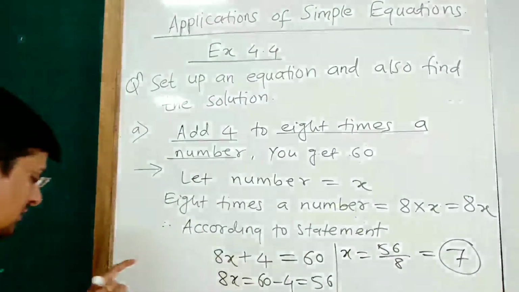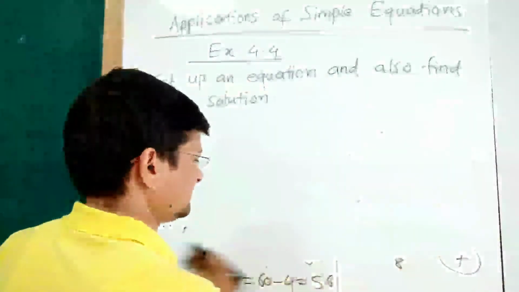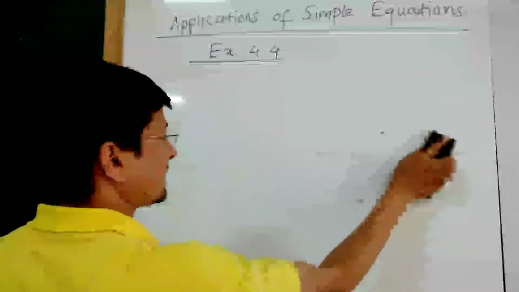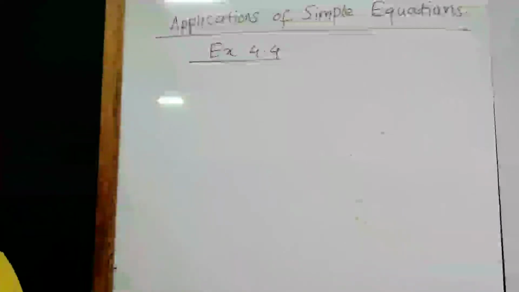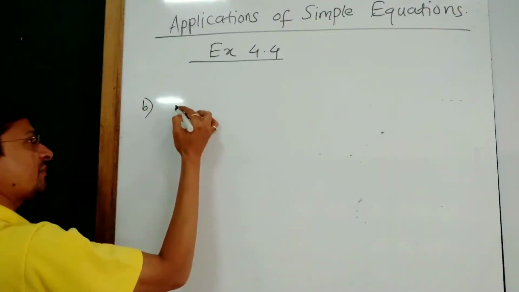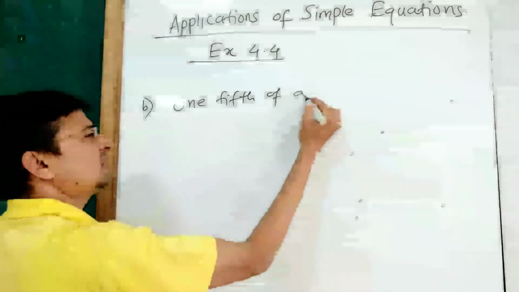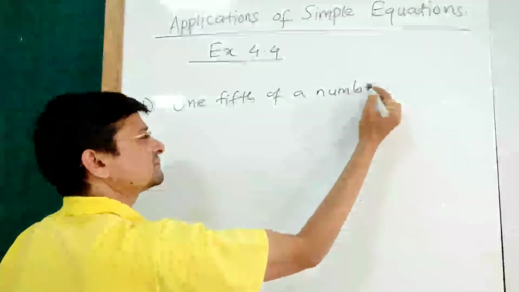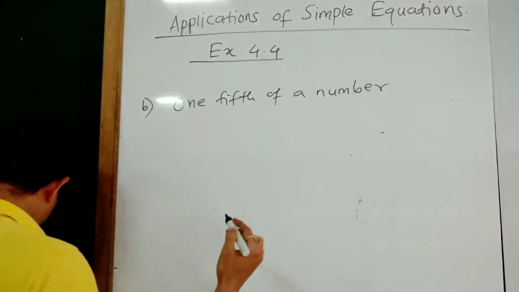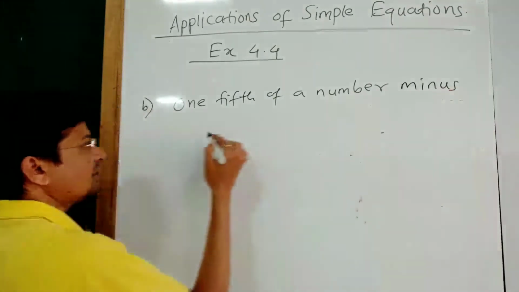Okay, now the next part is B part. 1/5 of a number minus 4 gives 3.